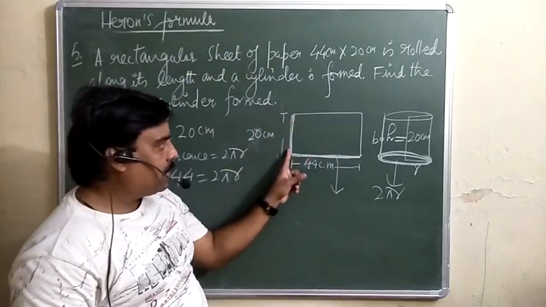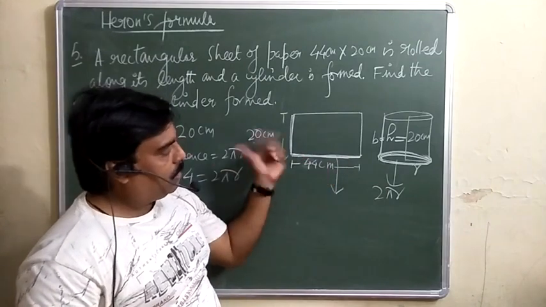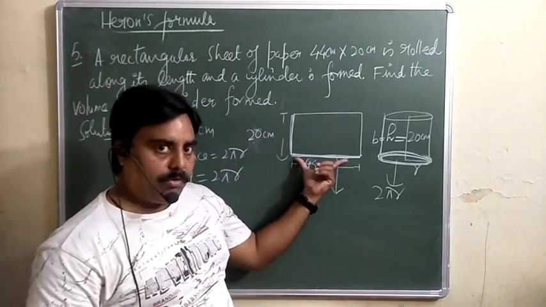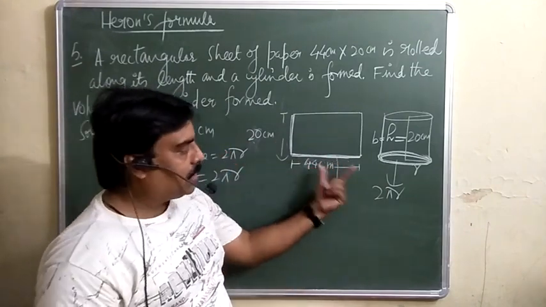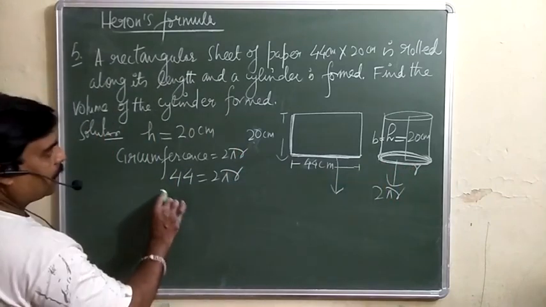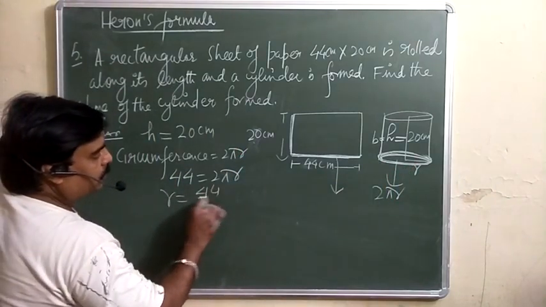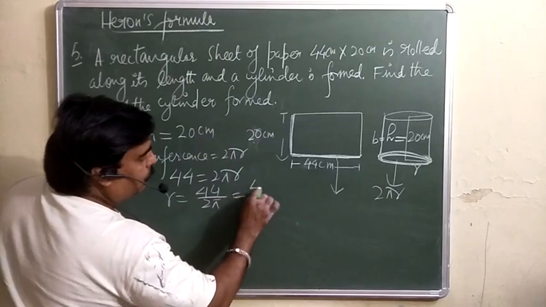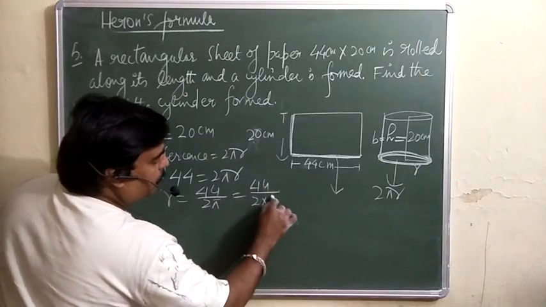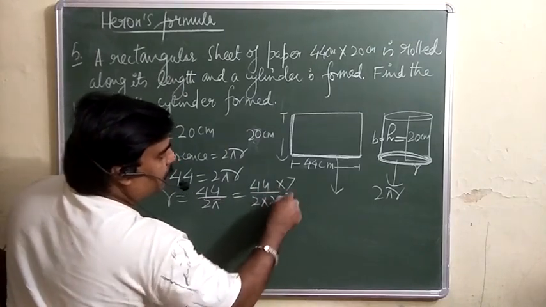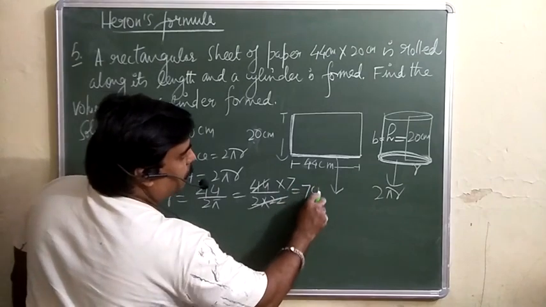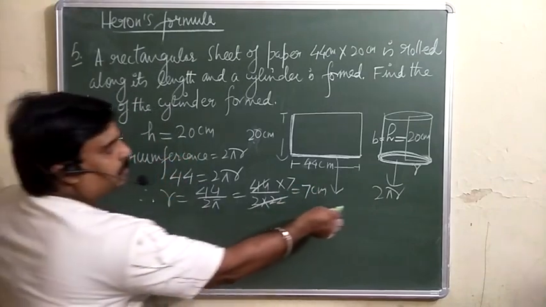So here you can calculate the r and this is your h. You can find out the volume. But here we are going to roll along with the length. Length के साथ कर रहे हैं तो यहाँ से आप radius निकालेंगे. So r is equal to 44 over 2 pi. You can put the value 44 over 2 times 22 over 7. 7 goes in the numerator. So this is 7 centimeter. So this is the radius of this one.